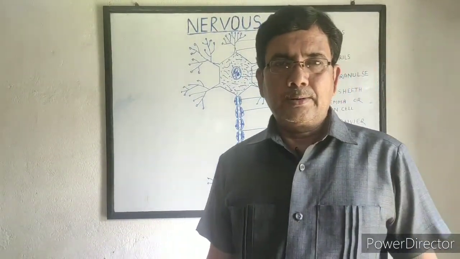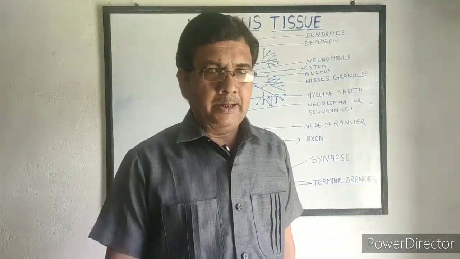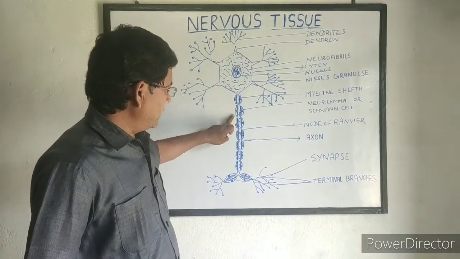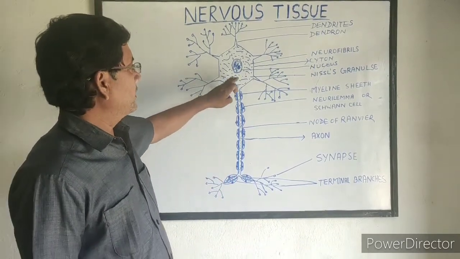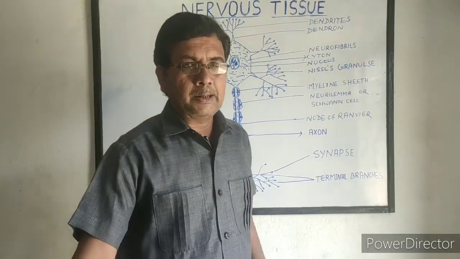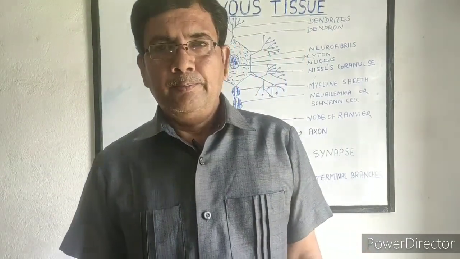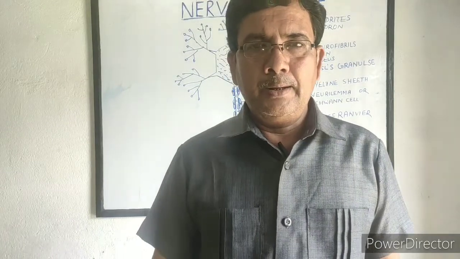One long process is called the axon and the other short process is called the dendron. And in a multipolar neuron, there is one long process which is called the axon and numerous short processes which are called dendrons. That means a unipolar neuron has only one process, a bipolar neuron has two processes, and a multipolar neuron has many processes.